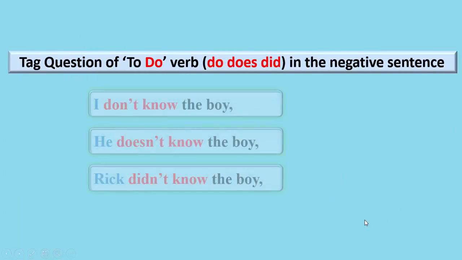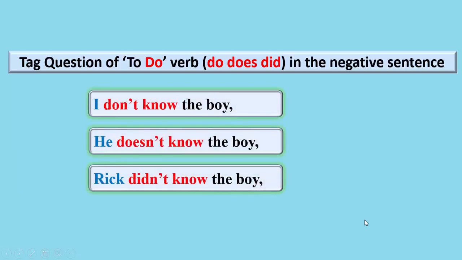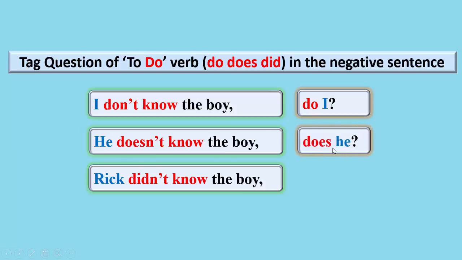Now, tag question of the to do verb: do, does, did in the negative sentences. I don't know the boy. He doesn't know the boy. Rick didn't know the boy. All these three sentences are in the negative form. So the tag question must be in the affirmative form. Look at the first answer. I don't know the boy, do I? Look at the second sentence. He doesn't know the boy, does he? Rick didn't know the boy, did he? All the tag questions are in the affirmative form because all these statements are in the negative form.